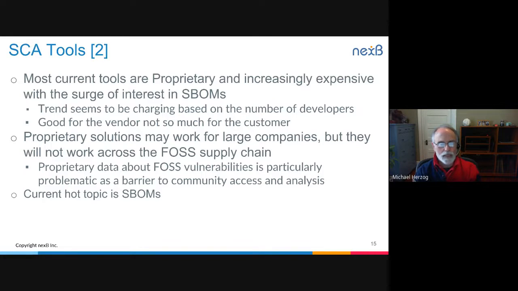In particular, proprietary doesn't work across the FOSS supply chain. If you think about free and open source software, the majority of it starts what we call upstream. It starts as an open source project. It may be supported by a foundation. It may be supported by some companies, but these are not revenue-producing companies in any significant way. So if the tools are proprietary, it's possible the vendor will offer some free plan for you at some point in time with a particular set of features, usually a very restricted set of features.